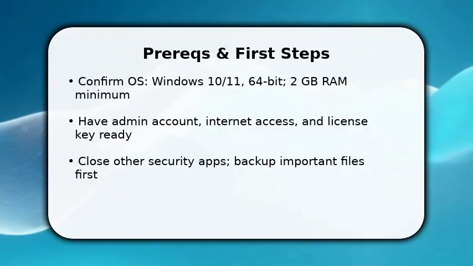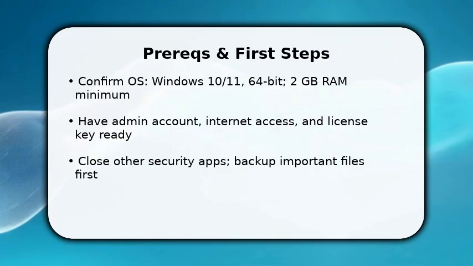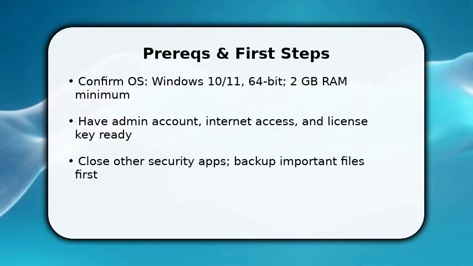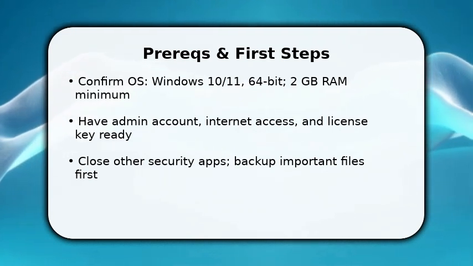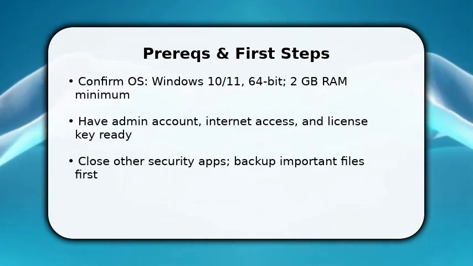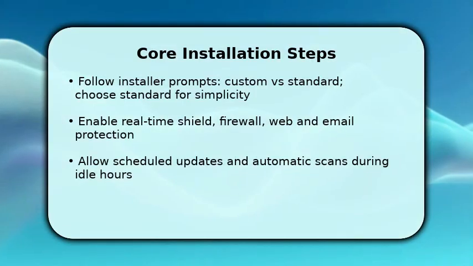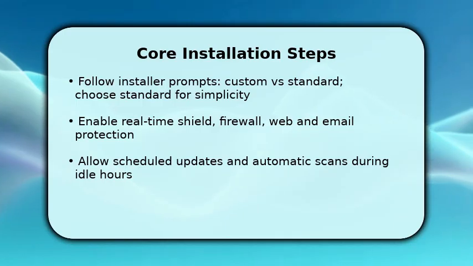Next, download the official Net Protector Total Security installer from your provider and save it to downloads. Run the installer as administrator. When prompted, enter the license key and accept the user agreement. Make sure to keep default protection modules selected, real-time, firewall, and web protection, so you don't miss core defenses during the initial setup. You'll see choices for standard versus custom installation. Pick standard unless you need specific paths.